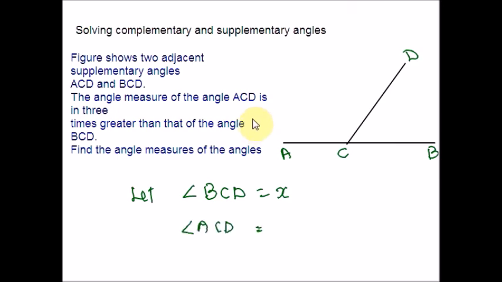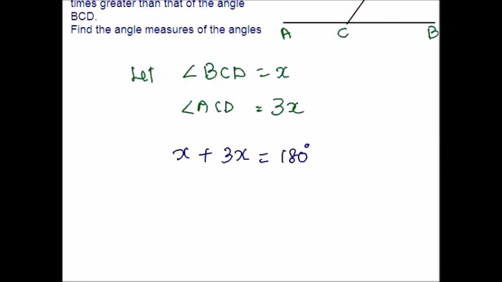While converting the statement into an equation, you have to replace is by equal to. So angle ACD is equal to 3 times that of the angle BCD. So 3x, I'm multiplying by 3. Since these two angles are supplementary, their sum is a straight angle. So this gives you an equation. Now let's simplify this equation step by step and solve for x.